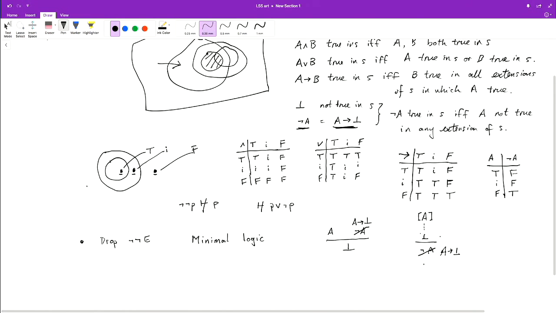So, in order to get the full logic that we're after from this, we've got to make a second move. We've got to add some special postulate, some special rule concerning this bad guy.